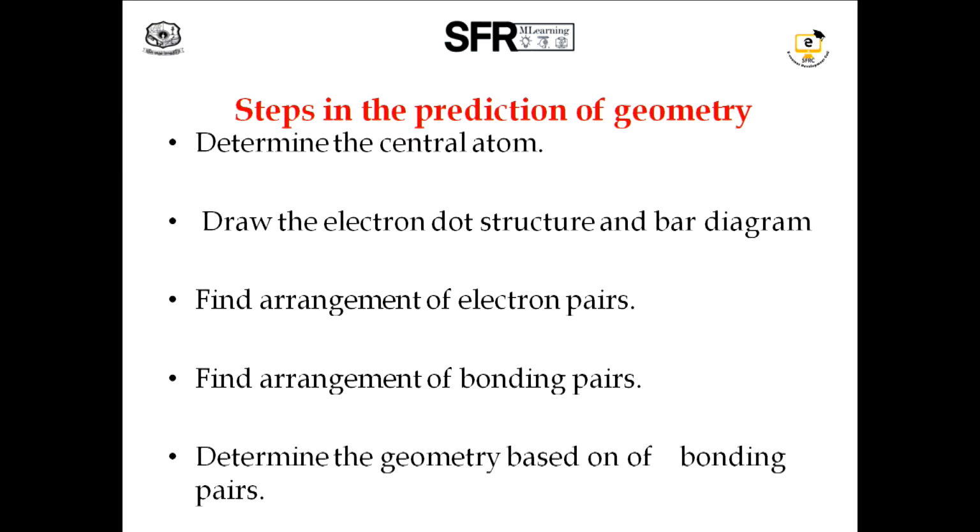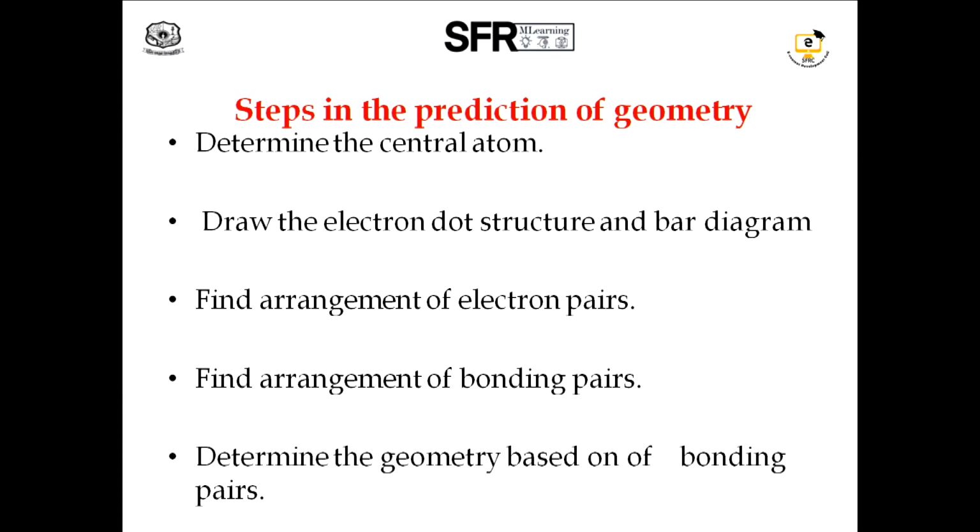So, these are the steps, the rules for the prediction of the geometry. First, determine the central atom. Second, draw the electronic dot structure from the Lewis. Third, find the arrangement of the electron pairs. Fourth, find the arrangement of the bonding pairs. The last one is determining the geometry based on the bonding pairs. These are the rules framed by the scientists to determine the geometry of molecules.